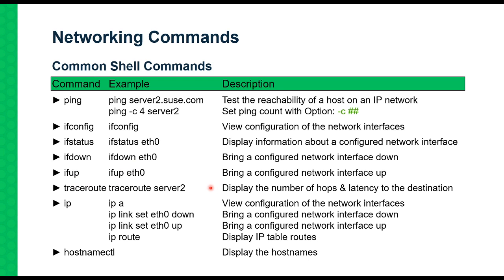Then there's another option if we want to do fault finding, especially when it comes to latency. We can use the traceroute command. This displays the number of hops and latency to the destination. In our case, we'll be testing server 2, and logically we're on the same network, so I expect very few hops. But you usually utilize this on bigger networks where there's multiple network switches.